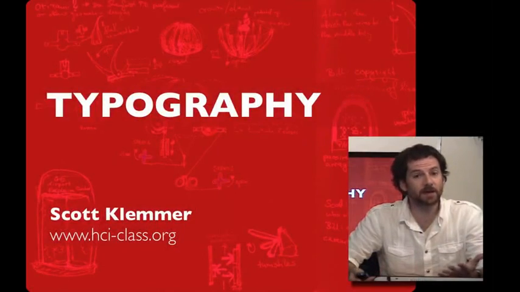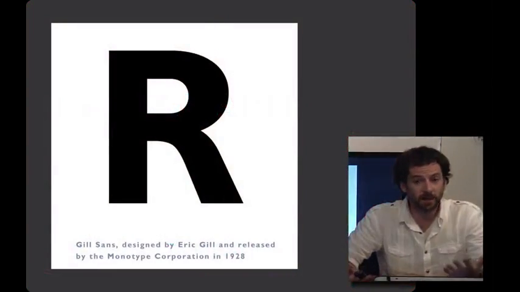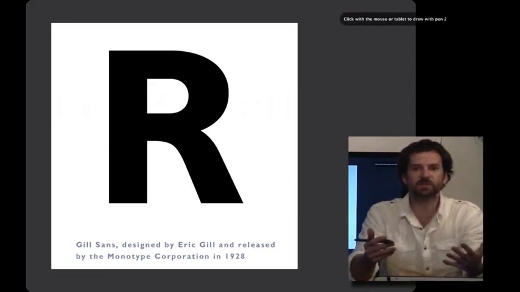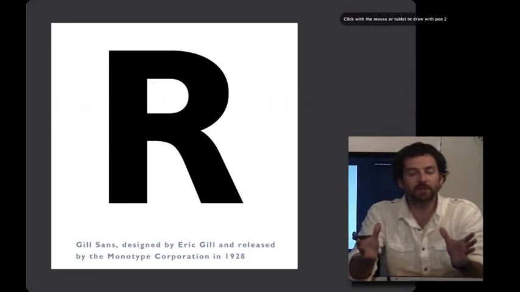Let's take a look at the atoms of visual design. Letter forms. This is the letter R, typeset in Gill Sans. Gill Sans was designed by Eric Gill and released in 1928. There's a couple of things that I'd like to point out about this letter right here.